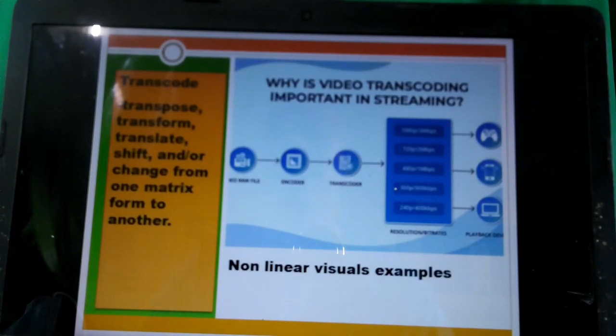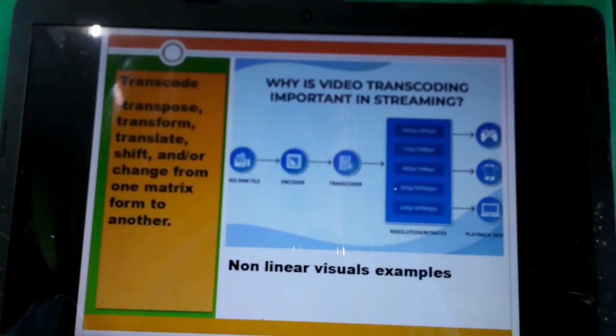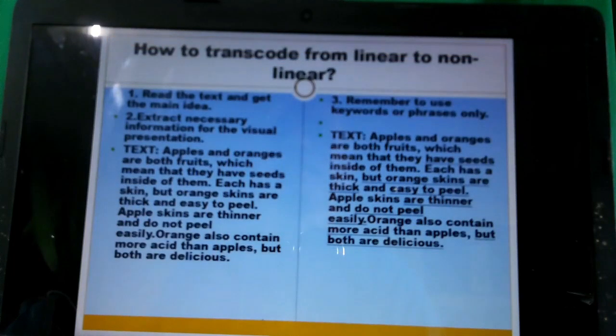So you are presented there the raw file, the encoder, the transcoder, and it results in a video presentation on your laptop, in your cell phones, or even in your gadgets. Let's see. Now let's proceed to the next part. How to transcode from linear to non-linear.